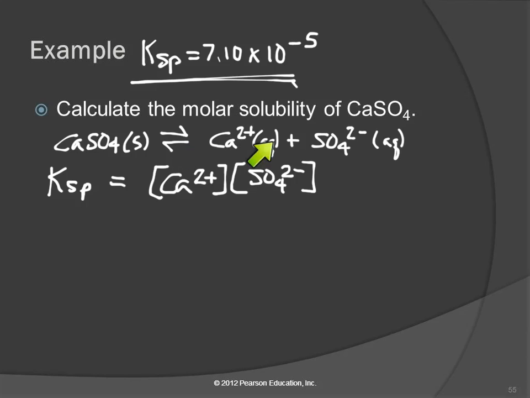In this equation, there are no coefficients. This formula, 1 calcium, 1 sulfate, forms 1 calcium, 1 sulfate. And this guy's a solid, normally we would divide by the reactant, but it's a solid, so we leave it out. So there's our expression. And we know that that is equal to 7.10 times 10 to the minus 5 because we looked it up in the table.